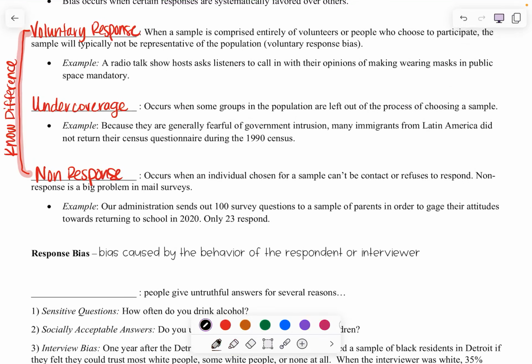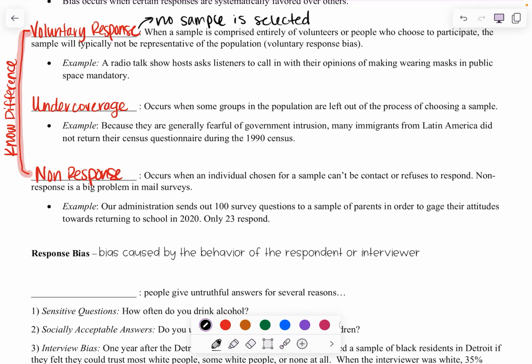Voluntary response, and I'm going to add a little note here. No sample is selected. And I know it says it in the words, but sometimes you guys read your handwriting more than you read my typed text. With voluntary response, you put your link out there. Whoever responds, responds. You didn't send it to anybody specifically. You didn't pick anybody randomly.